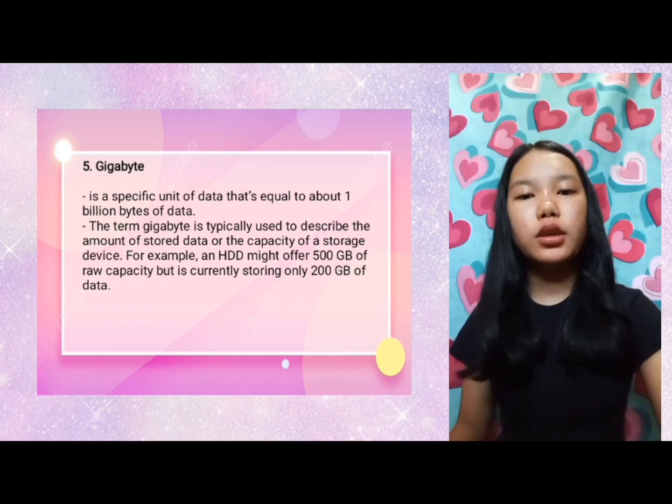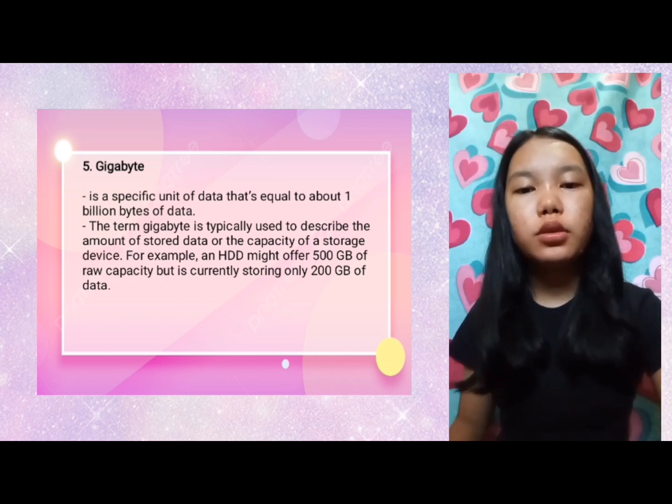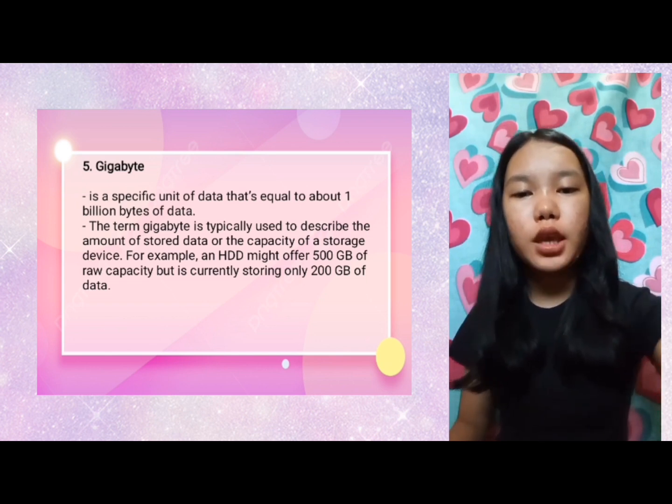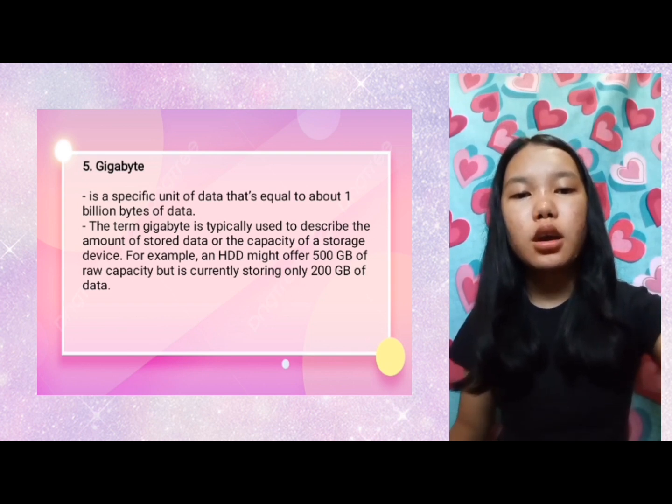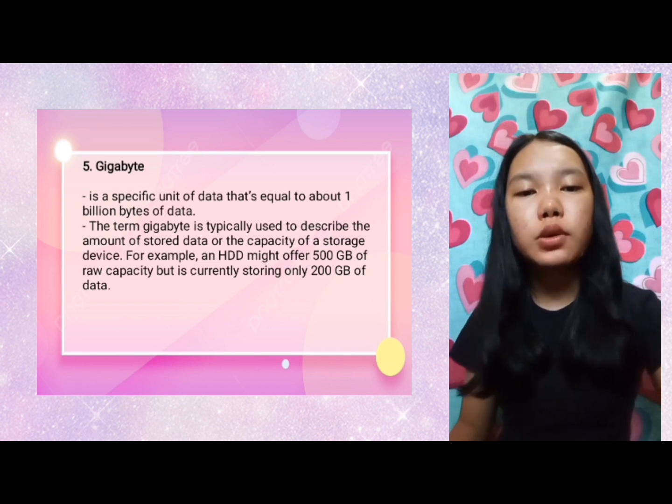A gigabyte is a specific unit of data that's equal to about 1 billion bytes of data. The term gigabyte is typically used to describe the amount of stored data or the capacity of a storage device. For example, an HDD might offer 500 gigabytes of raw capacity but is currently storing only 200 gigabytes of data.